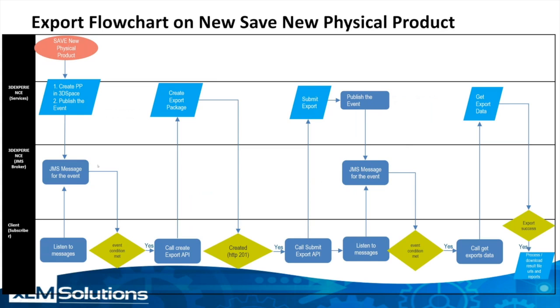This swim lane diagram depicts it for anyone who's not super technical, but follows the same process with a little bit more detail. So as a user, I start here at the top left side of the diagram. I save, let's say, a physical product.